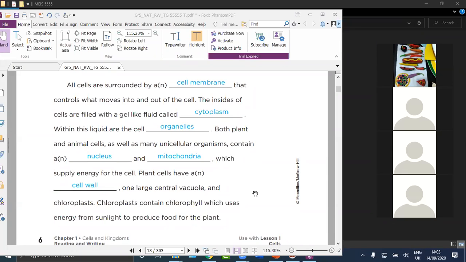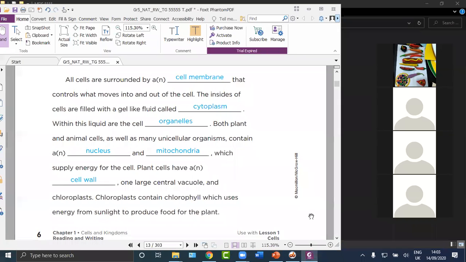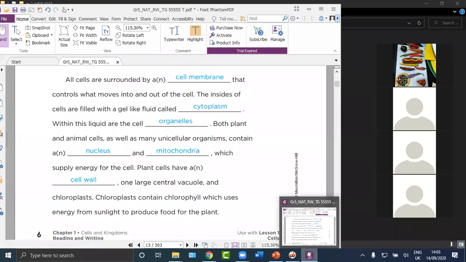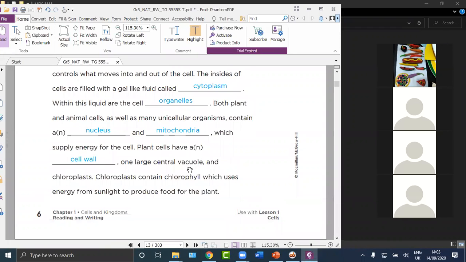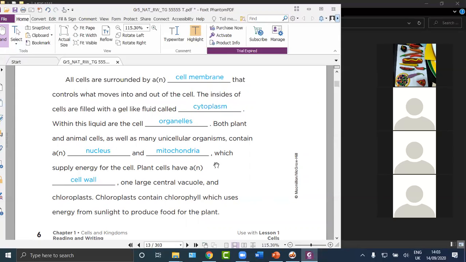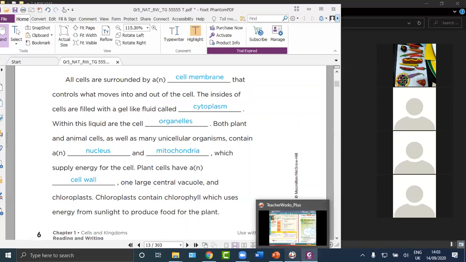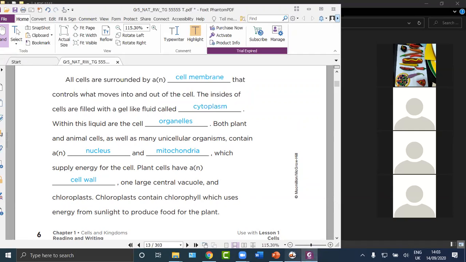Have you finished? My sons, have you finished? A large central vacuole and chloroplasts. Okay, thank you. Now, have you finished? Have you finished the model answer? Yes. Okay, thank you.